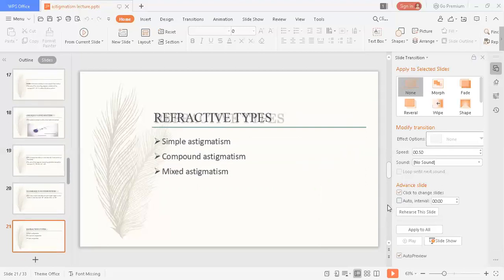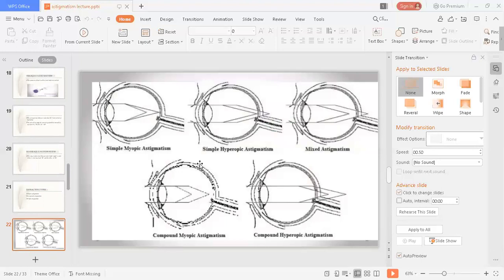So the refractive types are simple, compound, or mixed astigmatism. What is meant by simple astigmatism? See this diagram. In simple myopic astigmatism, one meridian is focused on the retina, whereas the other meridian is in front of the retina. So the patient will require only a minus cylinder to get emmetropic vision. So that is simple myopic astigmatism. In simple hyperopic astigmatism, one meridian is focused on the retina and the other meridian is behind the retina. We can correct this very easily by just giving a convex cylindrical lens.